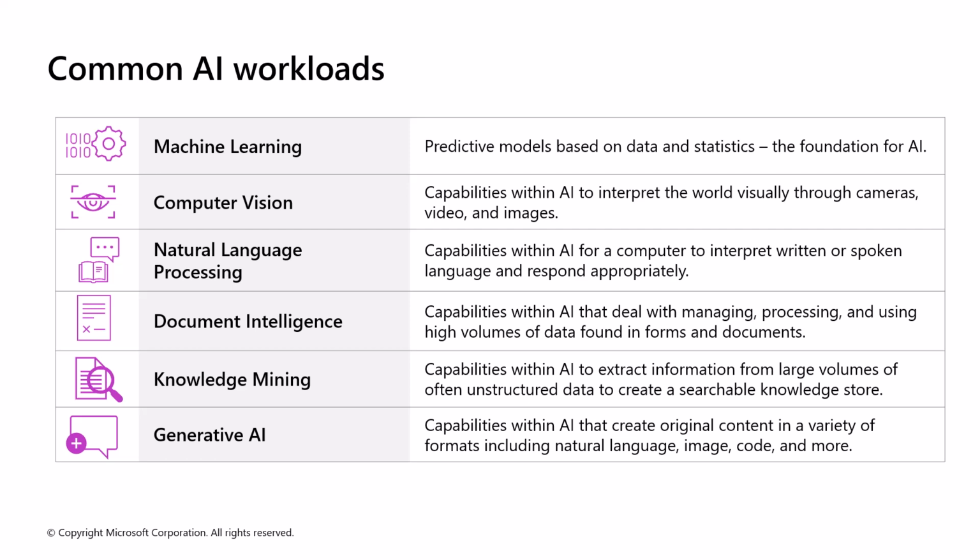Document intelligence is a capability within AI that deals with managing, processing, and using high volumes of data found in forms and documents. Knowledge mining is a capability within AI to extract information from large volumes of often unstructured data to create a knowledge store. Then generative AI is a capability within AI that creates original content in a variety of formats, including natural language, image, code, and more.